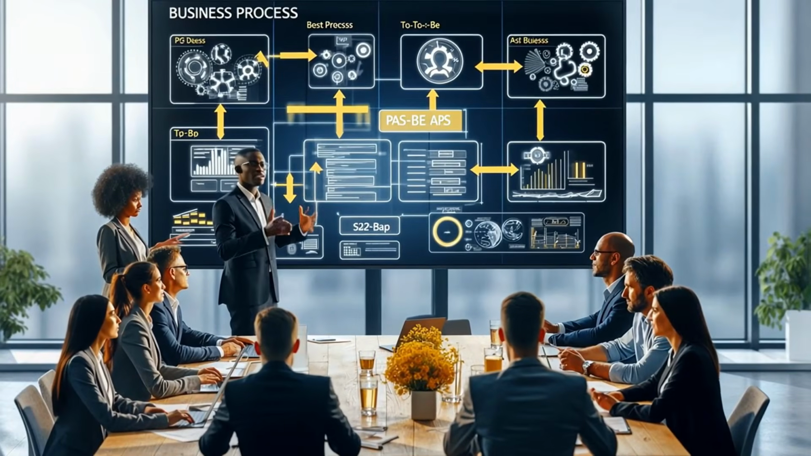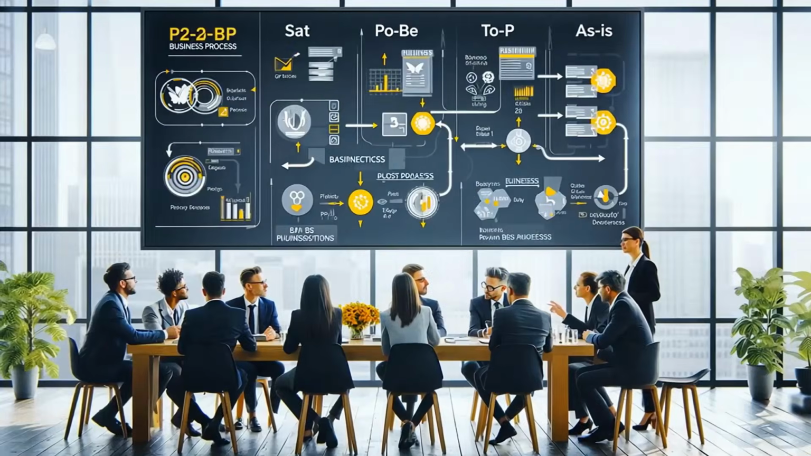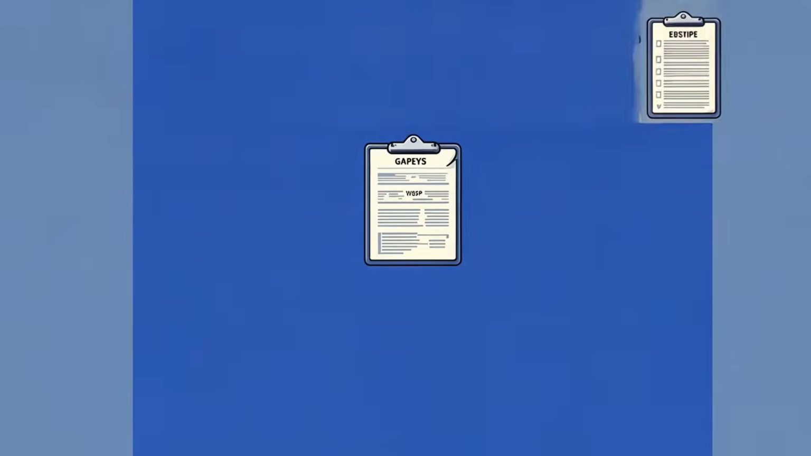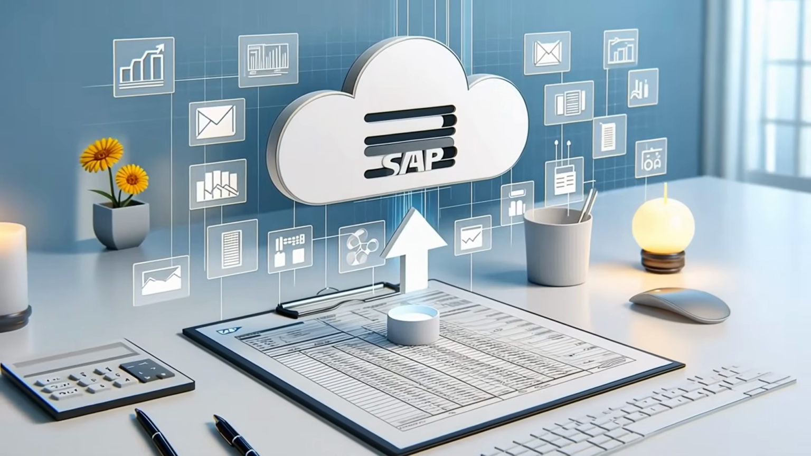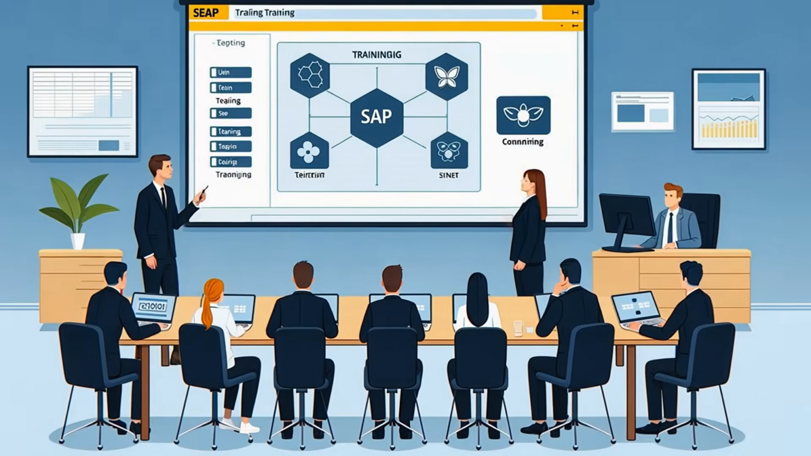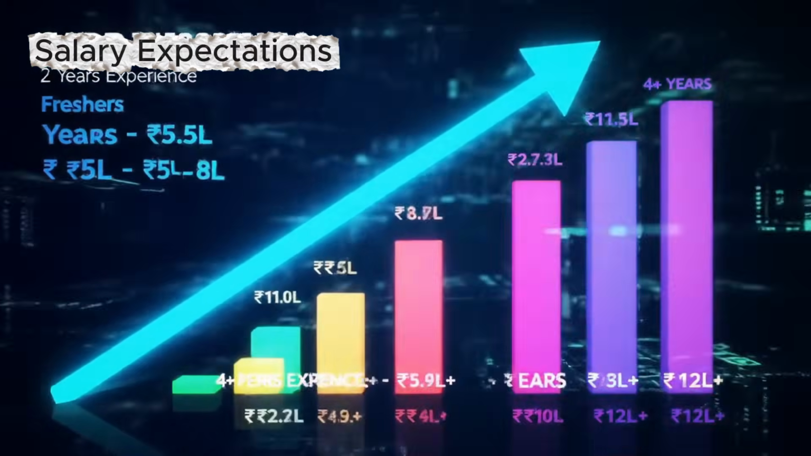An implementation project is nothing but we will be working on different phases. In the realize phase, we will be doing the configurations. In the deploy phase, we will be doing the data migrations, user trainings, and UATs. All these things we will be working on in an implementation project. Here is the salary we can expect for an SAP MM consultant. If you are a fresher, you can expect around 2.5 to 5.5 lakhs. If you have 2+ years of experience, you can expect around 5 to 8 lakhs. If you have 4+ years of experience, you can expect 12+.